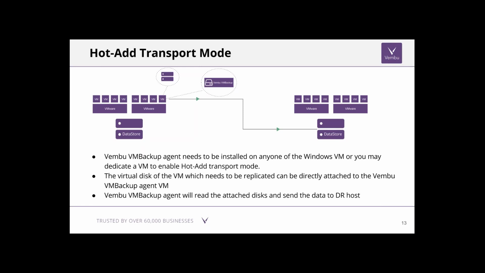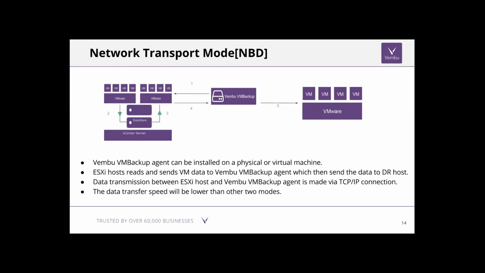So instead of doing a read through the ESXi host, it is directly reading the data from the attached disk. So here also we are avoiding the read from LAN. So it is also commonly known as a LAN-free transport mode. By avoiding the LAN read, we are achieving better performance, and it will directly transfer the data to the target host. So that's all about the hot add transport mode.